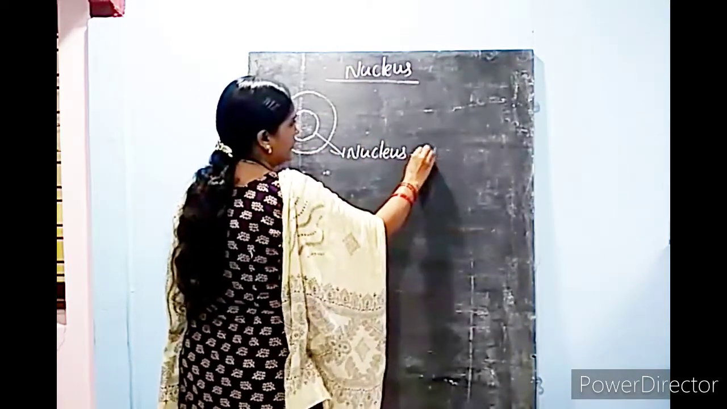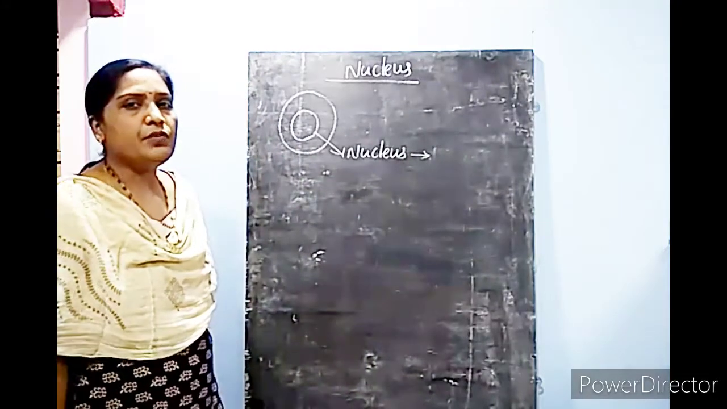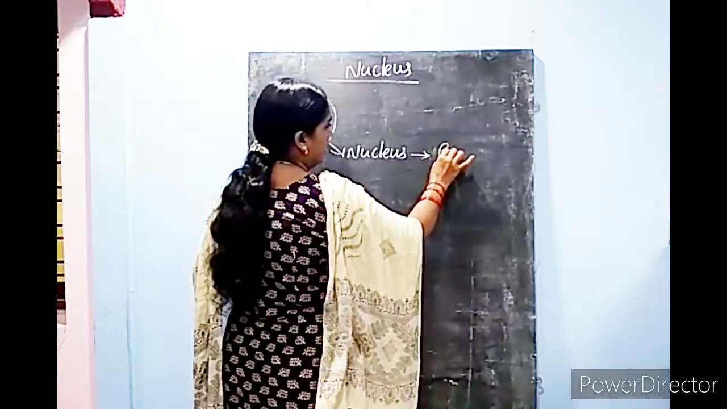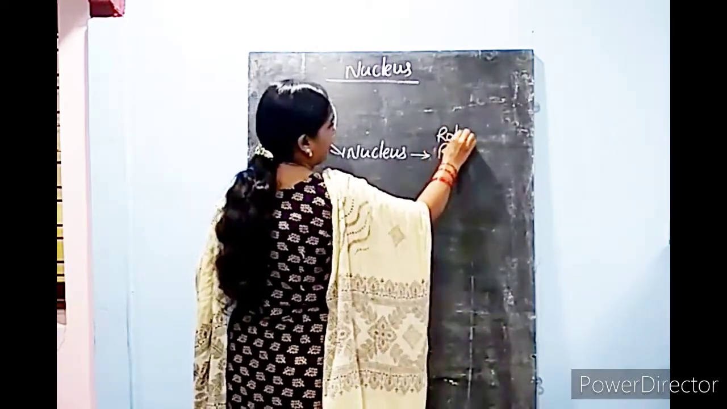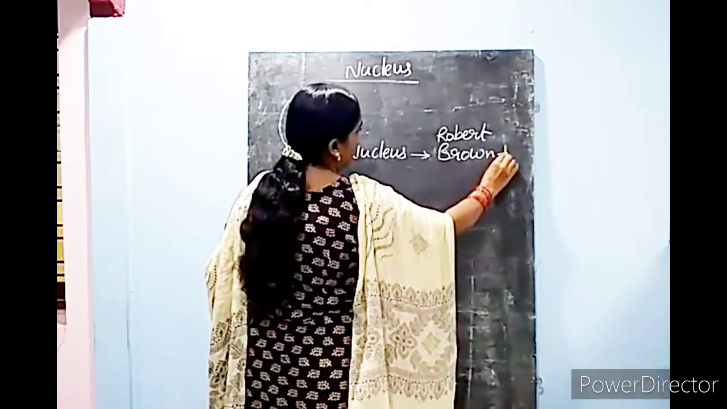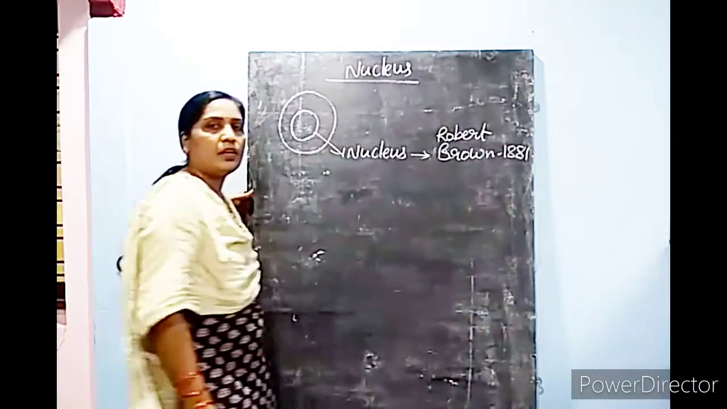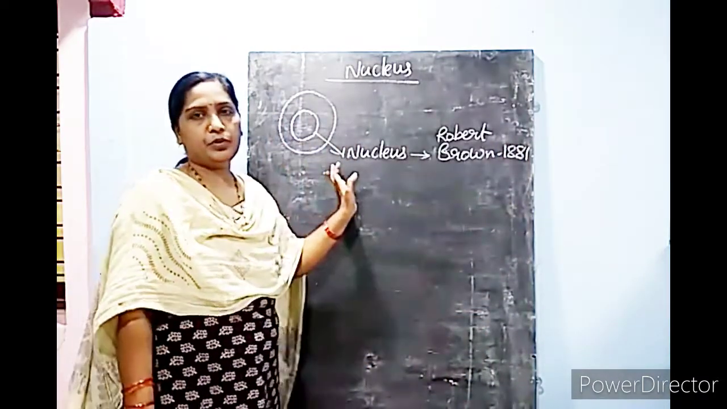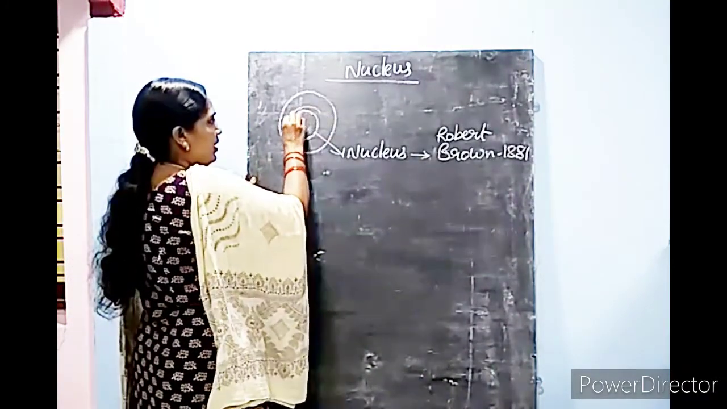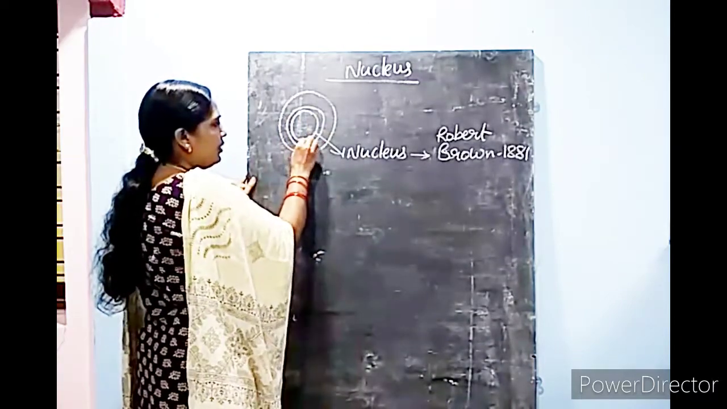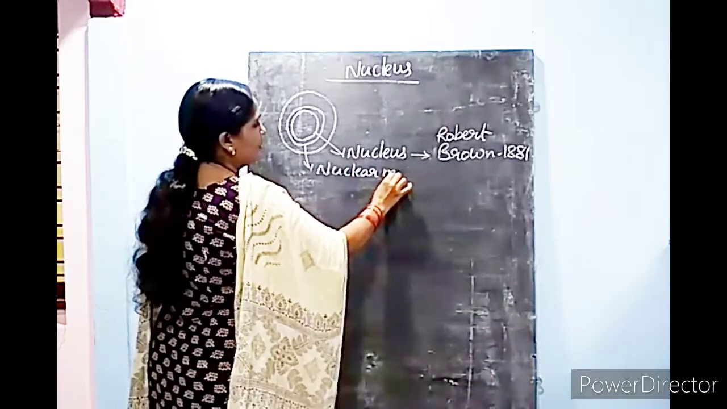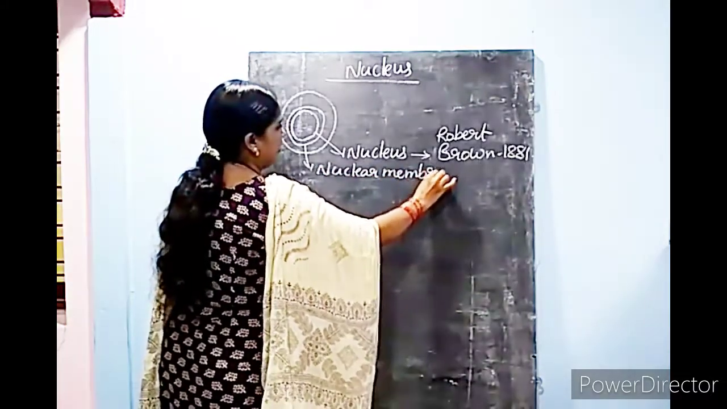Who found the nucleus the first time? In the first video we already discussed this. Robert Brown, a great scientist. Robert Brown found the nucleus first time in 1881. And he also explained the structure of the nucleus. The nucleus is surrounded by a membrane which is known as the nuclear membrane.